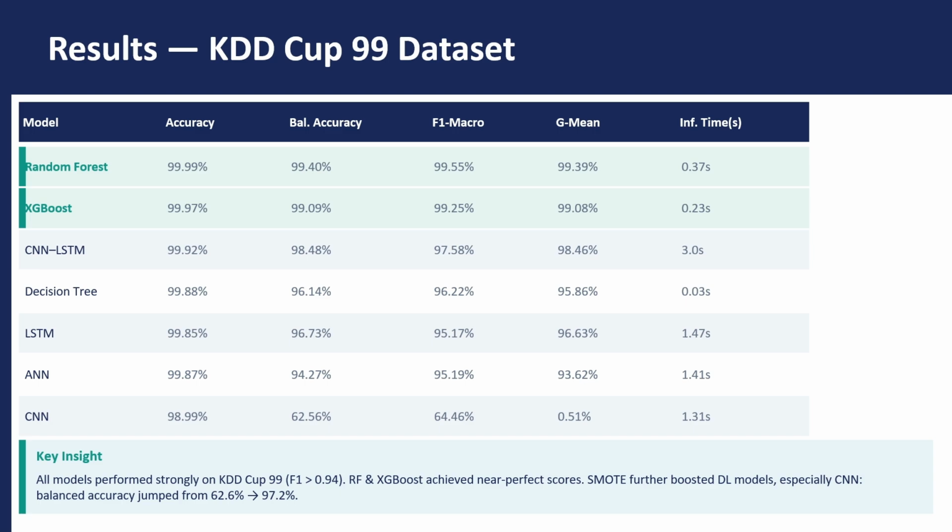For inference time, Decision Tree is the fastest at 0.03 seconds, while CNN-LSTM takes up to 3 seconds, which has implications for real deployment. The broader lesson for the KDD dataset: when the data is clean and well structured, models can perform well. But the New South Wales dataset tells us which models are actually robust.